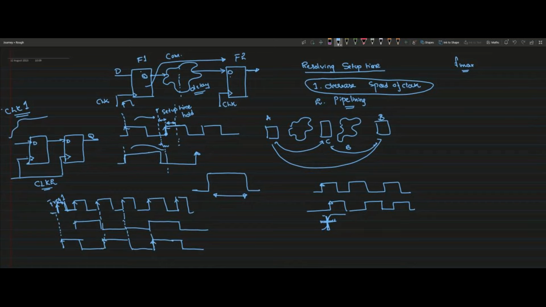What issue do you face here? This is data, okay? These are two clocks. What is the general issue you face here? Data loss.